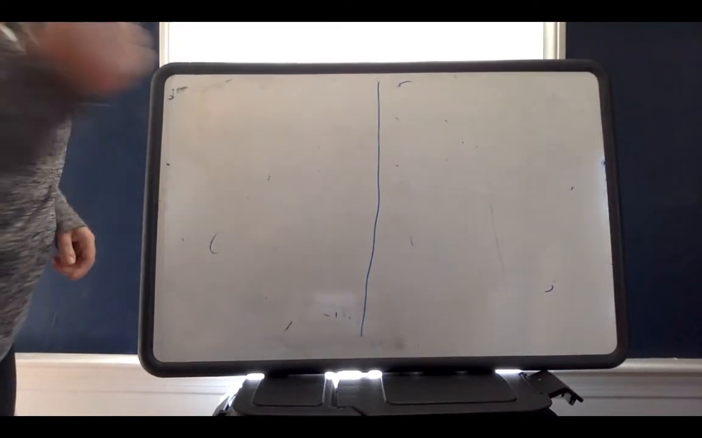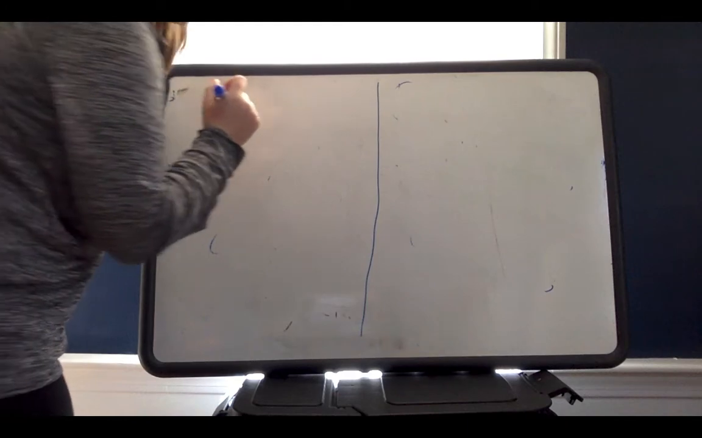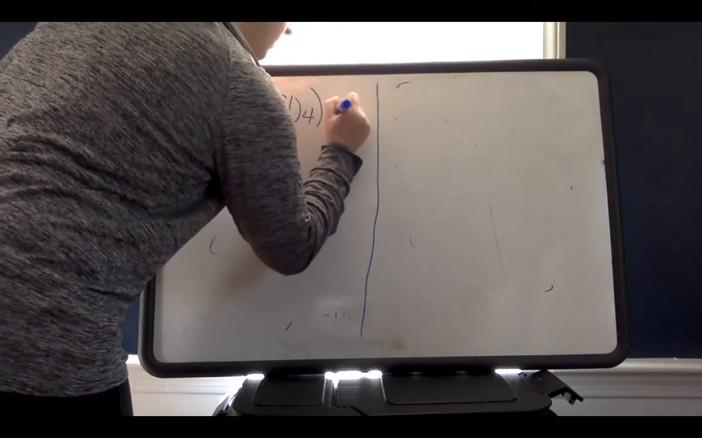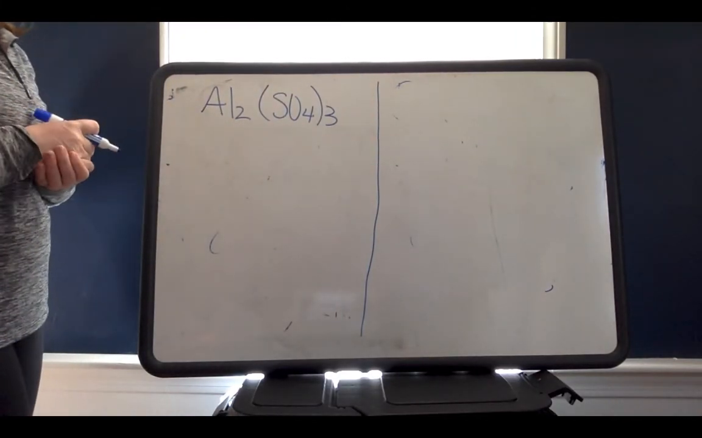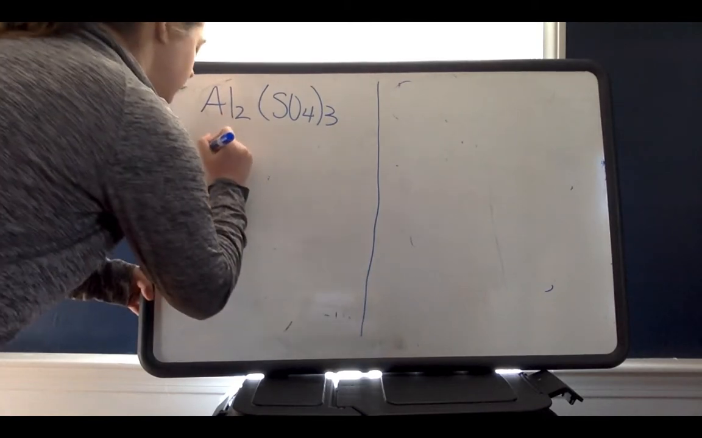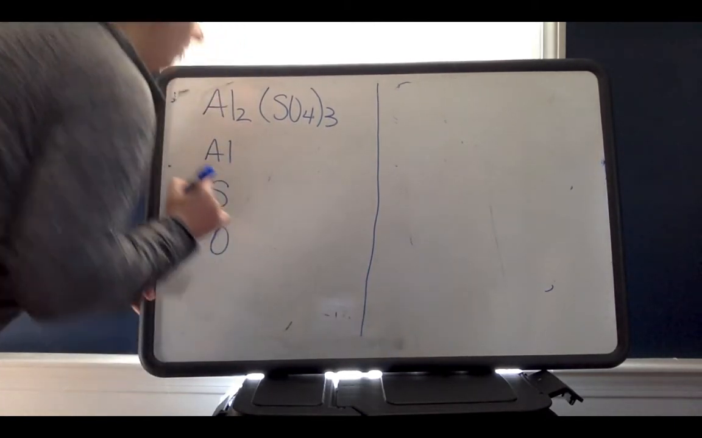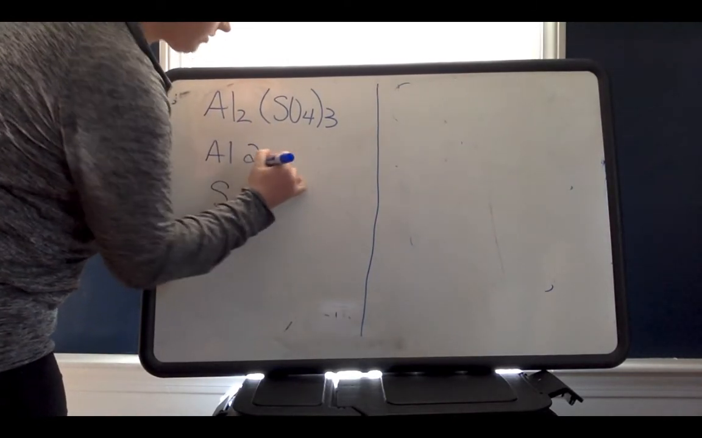All right, we have Al2(SO4)3. All right, so this time we have parentheses. So we're still going to follow our steps. The first step is to write our elements. We have Al, we have S, and we have O. Okay, we know that Al is 2 because there's a 2 there.